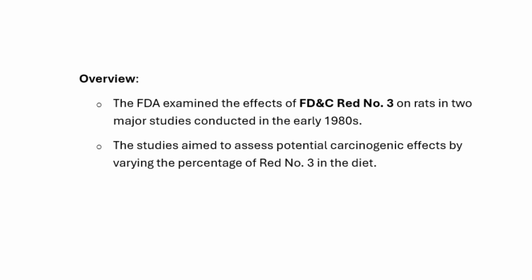The FDA examined the effects of FD&C red number 3 on rats in 2 major studies conducted in the early 1980s. The studies aimed to assess potential carcinogenic effects by varying the percentage of red dye number 3 in the diet. Why do they do that? They're trying to find if there's a dose-dependent response or a linear response. Like if you start off with just a little bit, does it cause a little bit of cancer? And as you increase, does it cause an increasing amount of cancer? So that's why they design it that way.